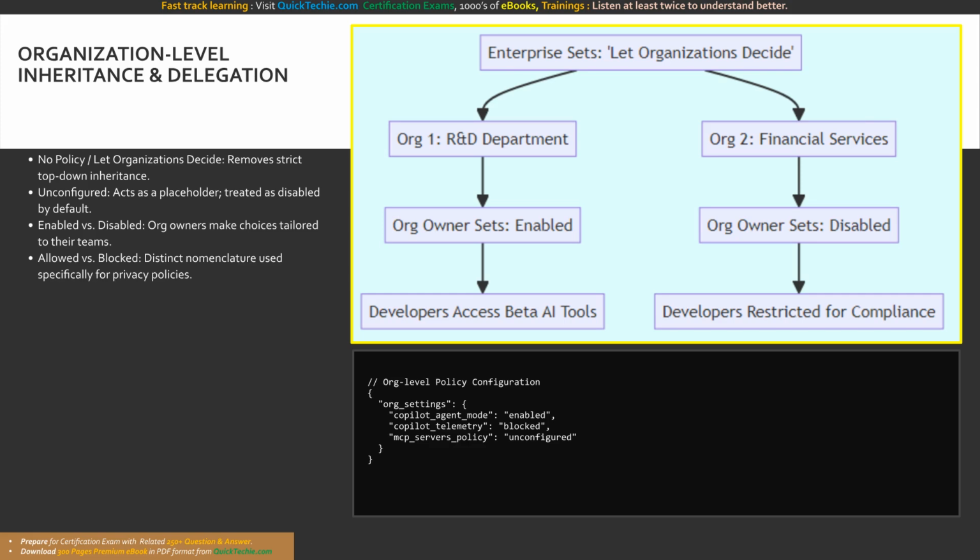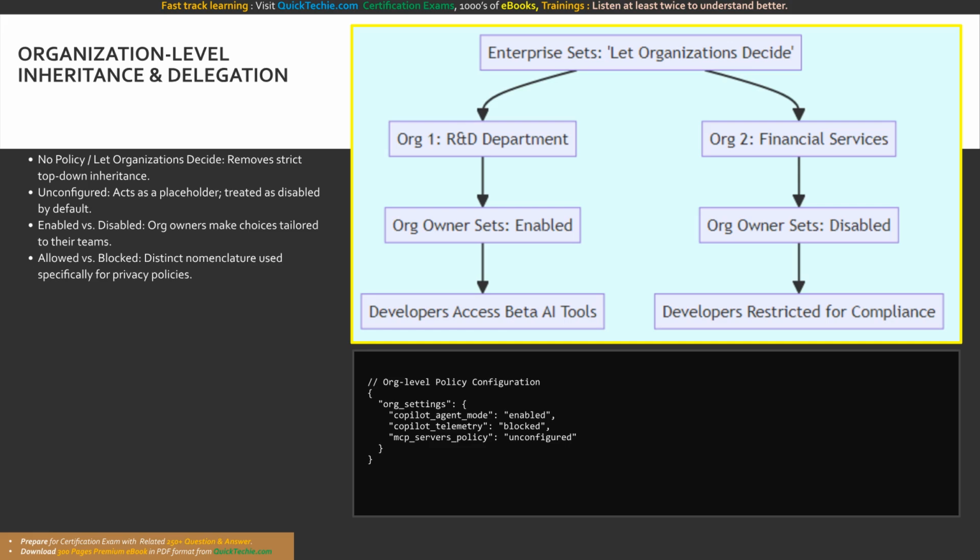For privacy-related settings, these options are distinctly named allowed and blocked to provide a much clearer message regarding the impact of the privacy policy. This delegation model is incredibly useful in large enterprises with diverse subsidiaries or departments. For instance, your experimental research and development organization might need access to cutting-edge features, like custom AI agents, or the latest large language models, so their local org owner enables them. Meanwhile, your highly regulated financial services organization can choose to keep those exact same features strictly disabled.